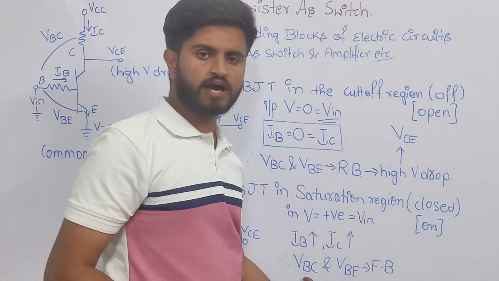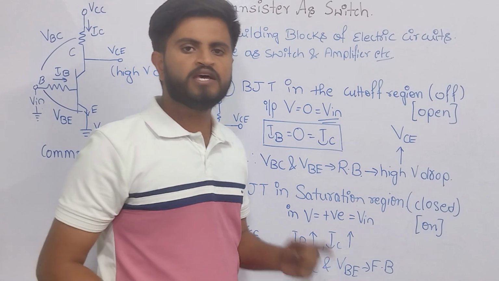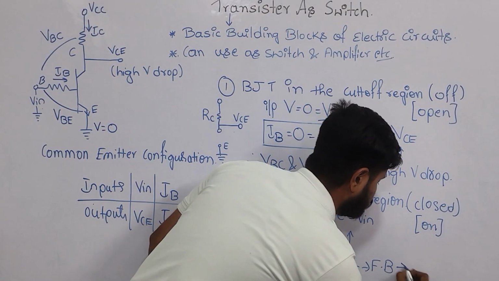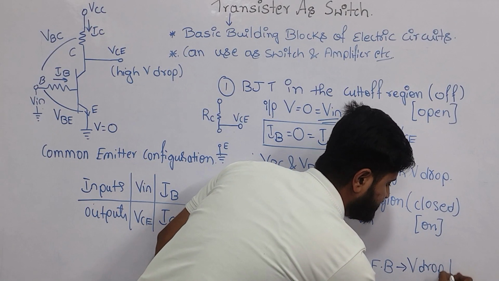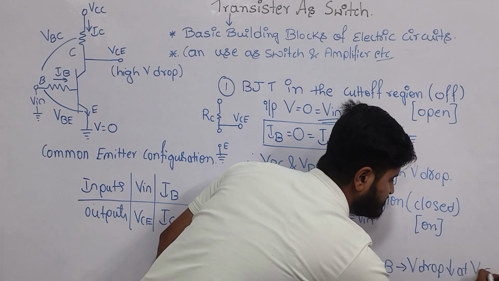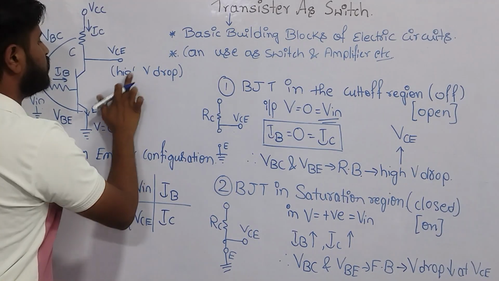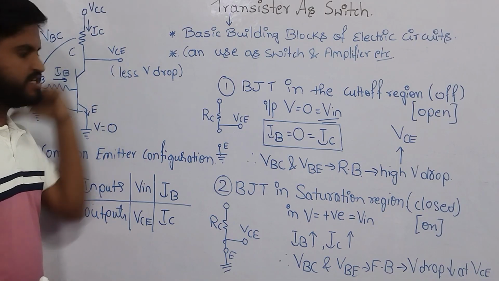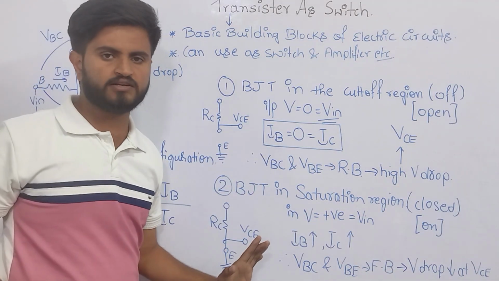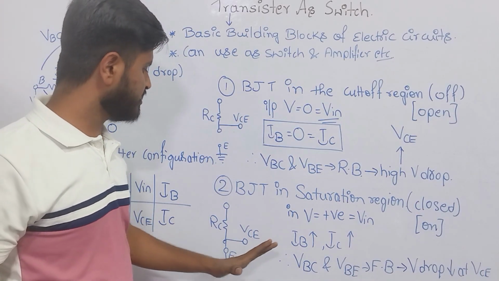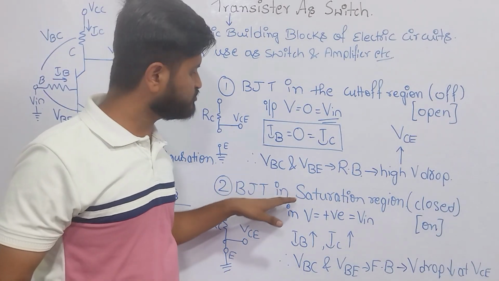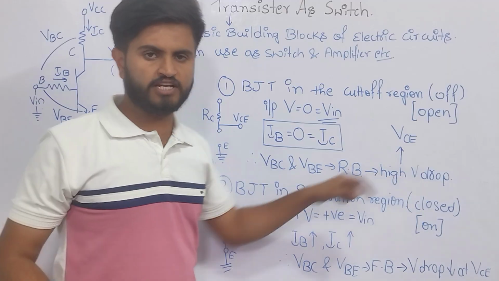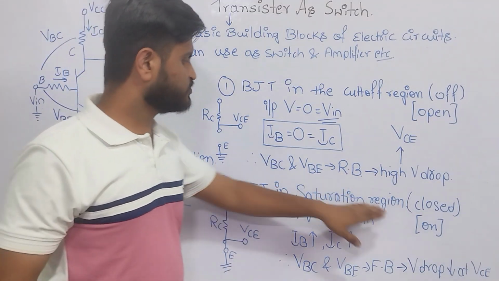Since these two voltages are acting in the forward bias condition, there will be a decrease in the voltage drop. So where does the voltage drop decrease? At VCE, that is at the output. So less voltage drop will happen at VCE. When less voltage drop happens at the output voltage, you can conclude that my bipolar junction transistor, which is in the saturation region, is on and its circuit is closed. Then only the current will flow through it and my switch will be on.